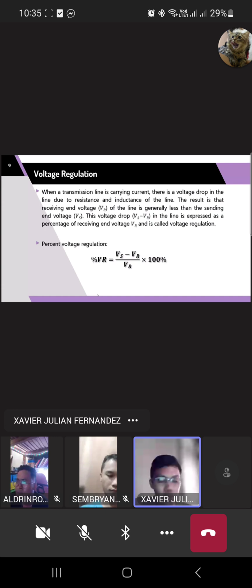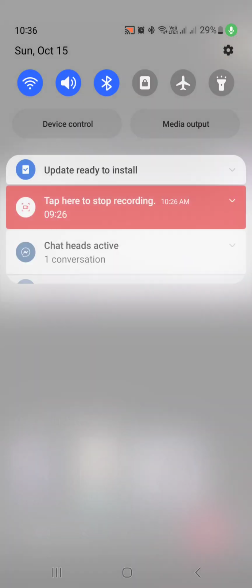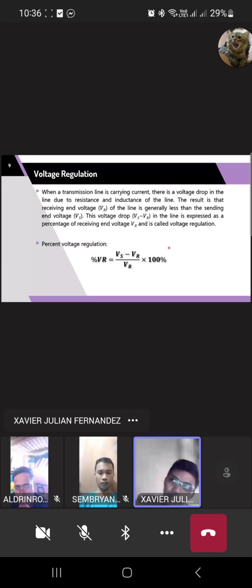So, for example, you have a perfect transmission line, no loss. In fact, that can't really happen. But let's say VS minus VR, and your VR is very close to VS. Approximately VS, so VS minus VS all over VS. What is that? 0. So that's a 0% voltage regulation, meaning your line is perfect, no losses. So for any transmission line, either short, medium, or long, we want our voltage regulation to be very small.